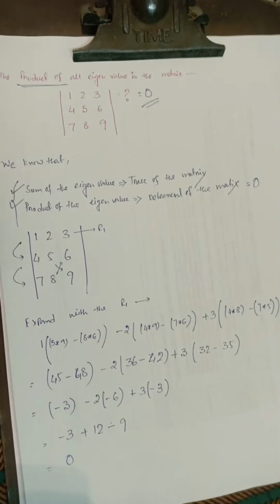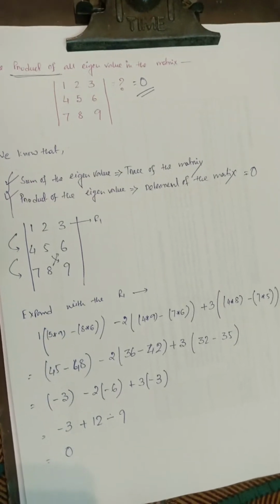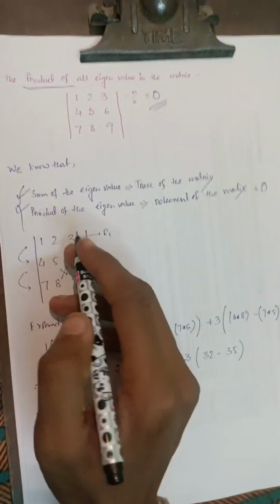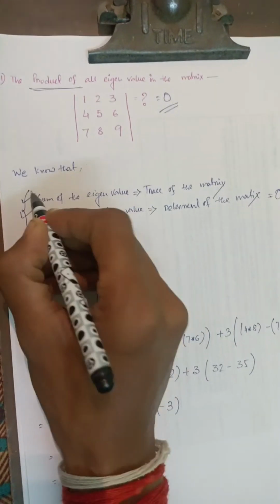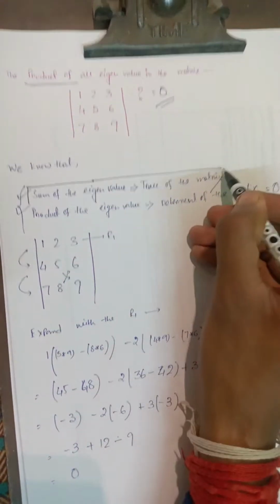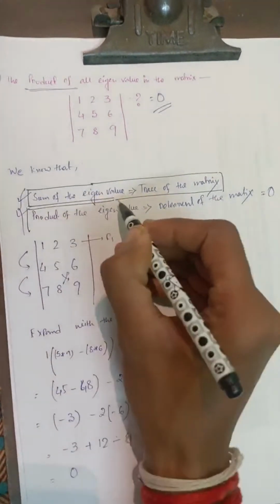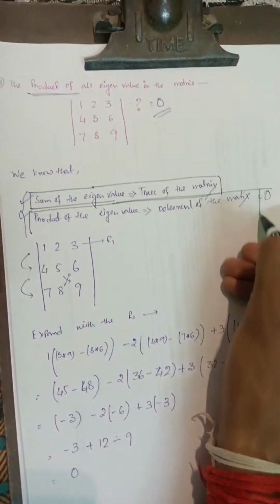So this is the first question. Basically, the question details are the product of the matrices and the determinant of the matrices. We have to memorize these two things: the sum of the eigenvalues is equal to the trace of the matrices, and the product of the eigenvalues is equal to the determinant of the matrices.